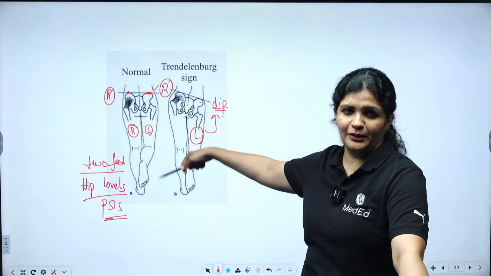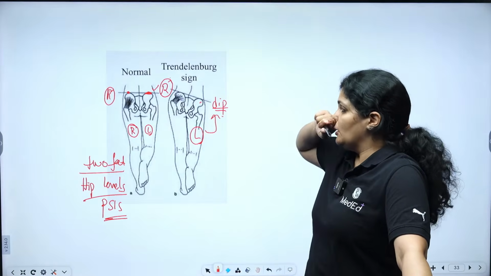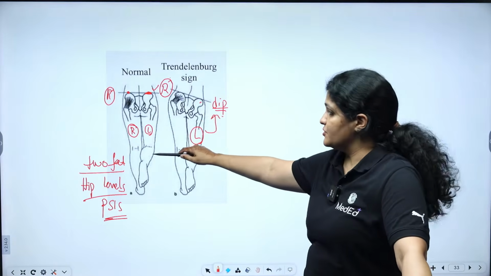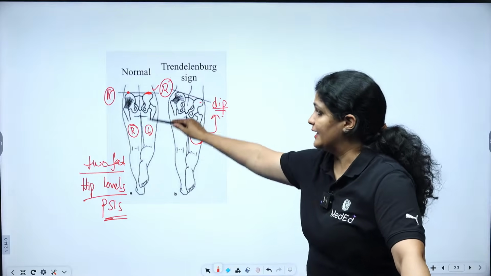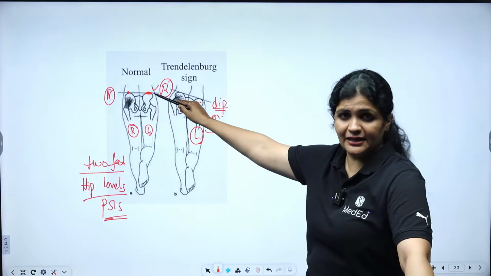This is important for anatomy, okay? So here what is happening? What I'm trying to tell you is when you're standing on the two limbs, the PSIS is maintained at the same level.